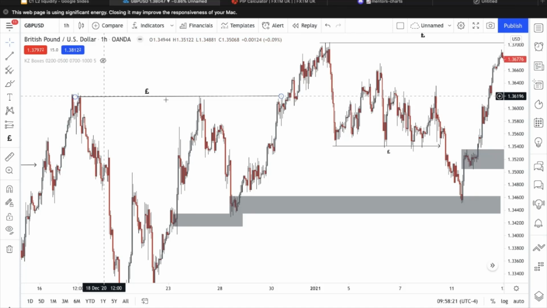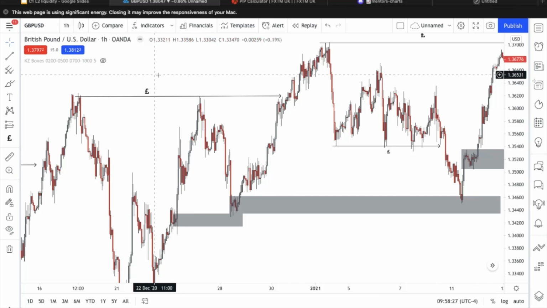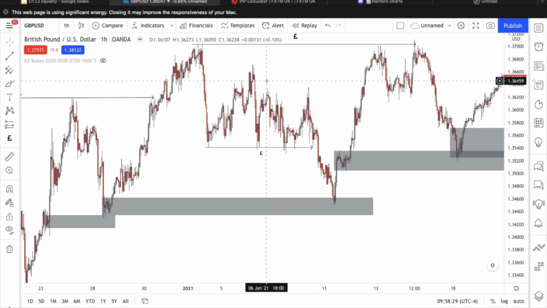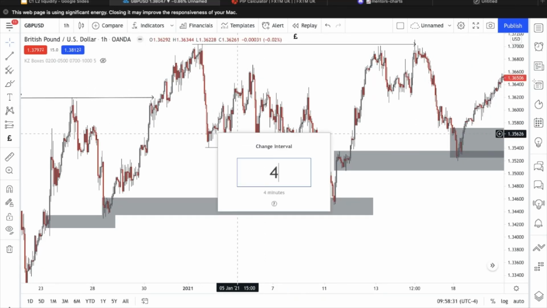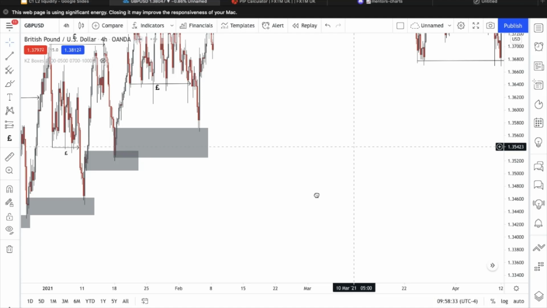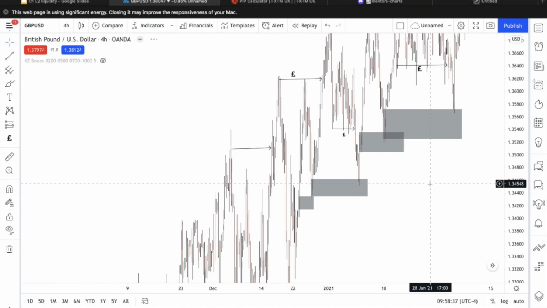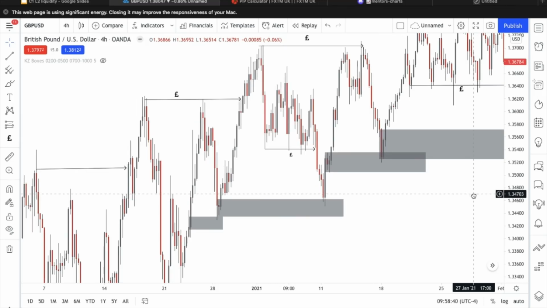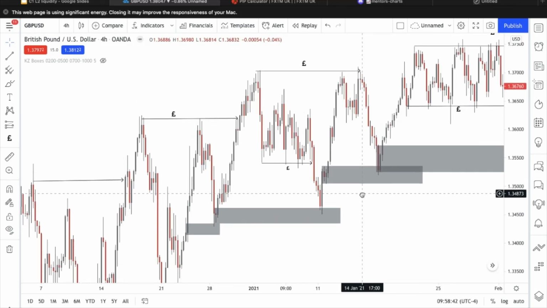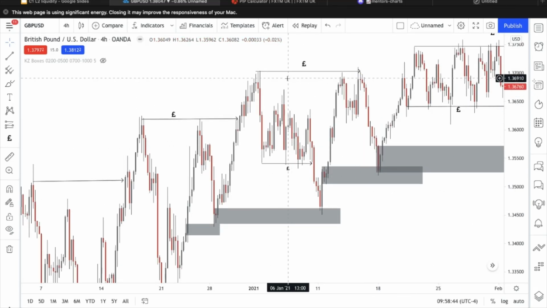Now, what happened, right? These were equal highs. Price moves in the retail trader's direction, gets them excited, and then boom, takes them out. Right over here, what happened? Now, let me go over to that 4 hour to make it clearer for you guys. All right, let me zoom in. Okay, so the same thing happened again.